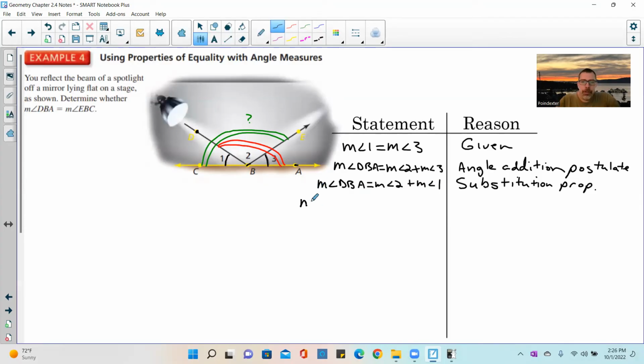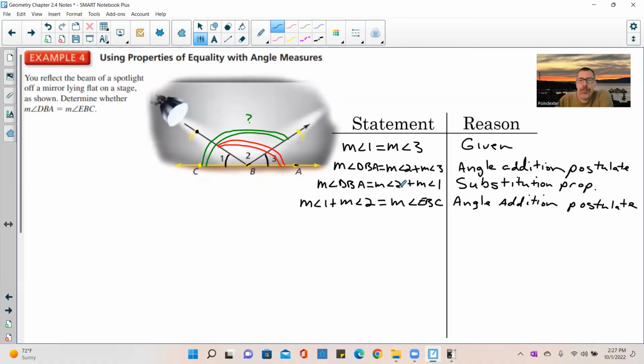Okay. And then we can say, well, what do you know about the measure of angle 1 plus the measure of angle 2? Well, from the diagram, 1 plus 2 is this green thing here. Now that's the angle EBC. So they equal the measure of angle EBC. And the reason for that is the angle addition postulate again. So this is also angle addition postulate. Okay, so the angle 1 plus angle 2 equals all of this green double arc here.